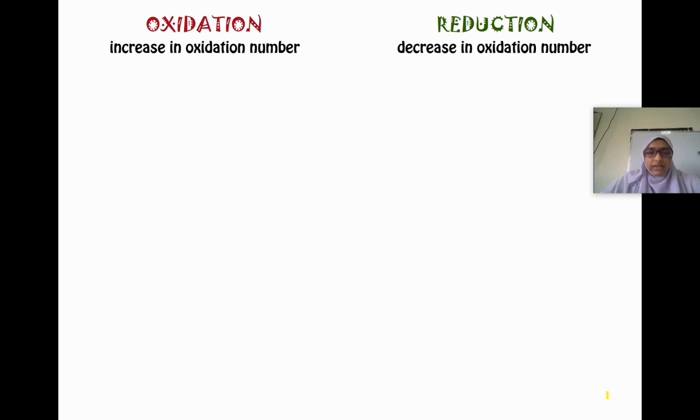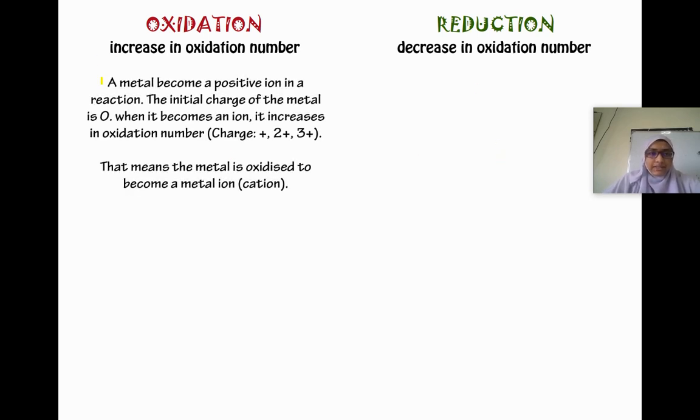Okay, so talking about increase and decrease in oxidation number, oxidation means increase in oxidation number, reduction means decrease in oxidation number. One example is this: a metal becomes a positive ion. The initial charge of the metal is actually 0. But when it becomes an ion, it becomes a plus, a 2 plus, a 3 plus, like Na+, Ca2+, aluminium is Al3+. How does that happen? It's because it has been oxidized. Metals are oxidized to become metal ions, and metal ions are also known as cations.